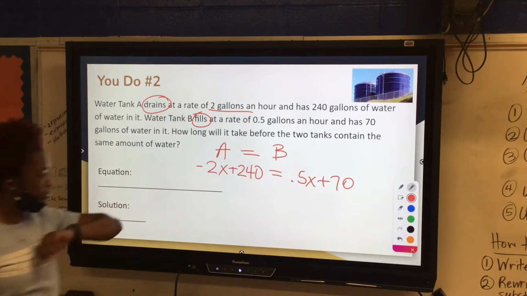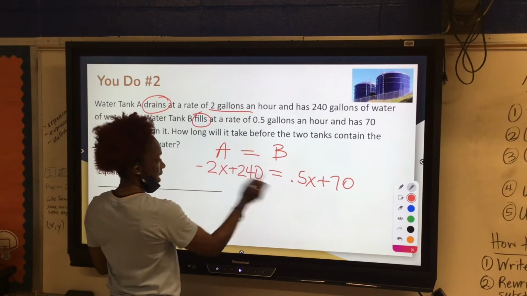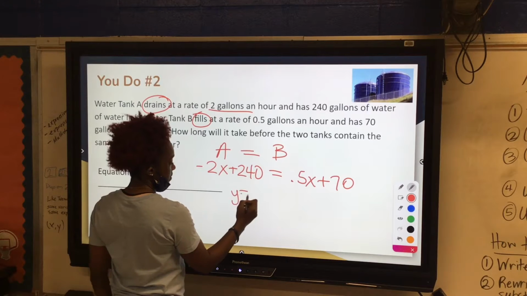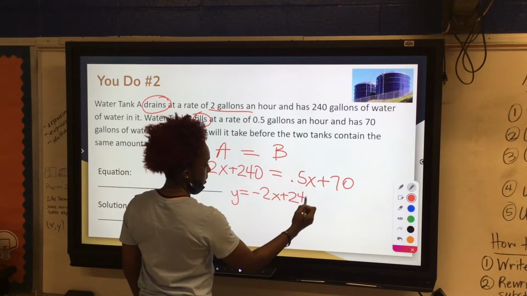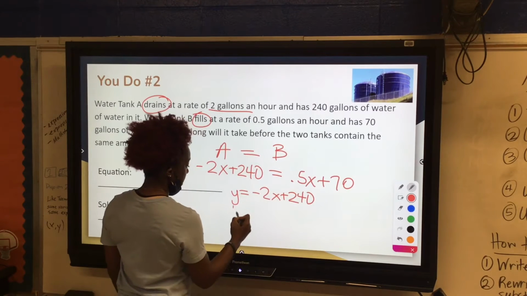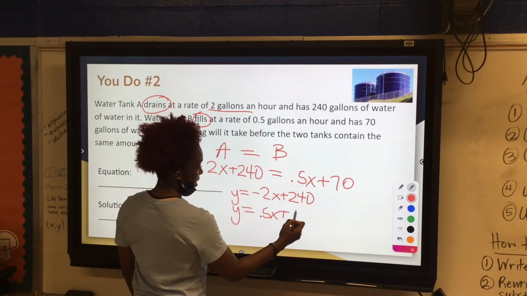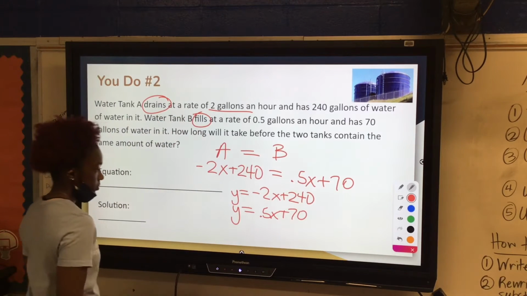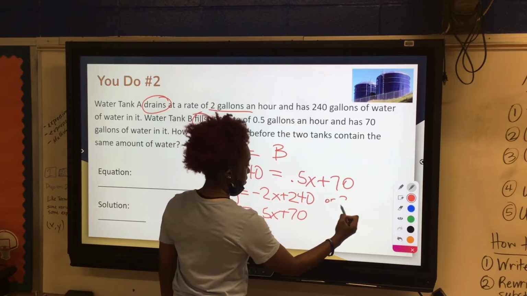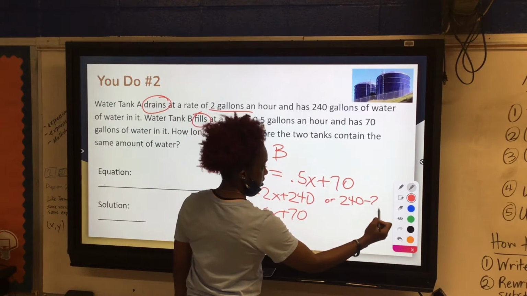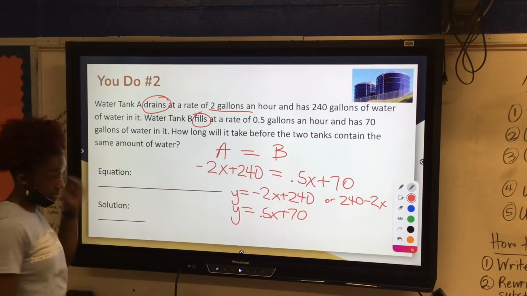So when we put it in Desmos, you have to do the left side of the equation first. Y equals negative 2x plus 240. The second input would be y equals 0.5x plus 70. Now, if you put 240 minus 2x, that is the same thing. That is the same thing.